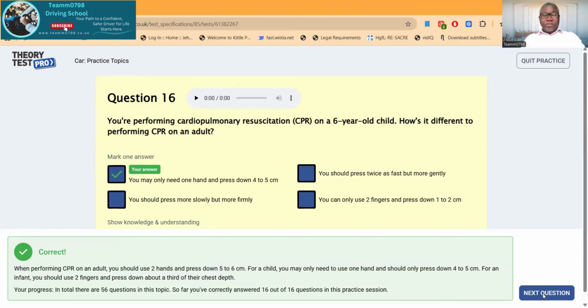Good. Yeah, I'm glad I've chosen that one. That's correct, okay? But for an infant, so an infant is up to a year old, you may use only 2 fingers, and that will be the last one here. So I'm glad I got that correct, okay?